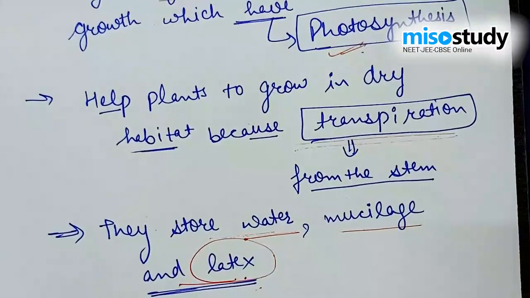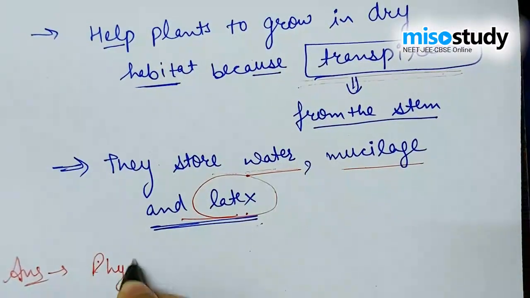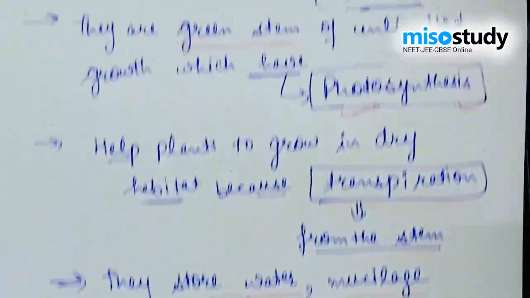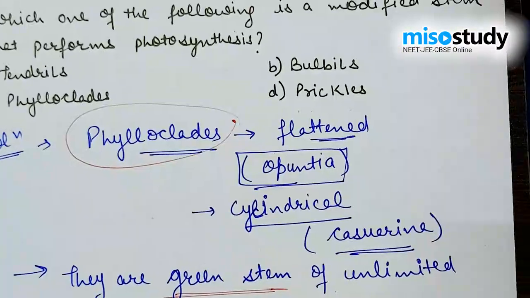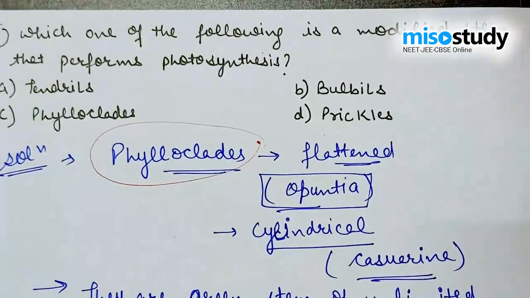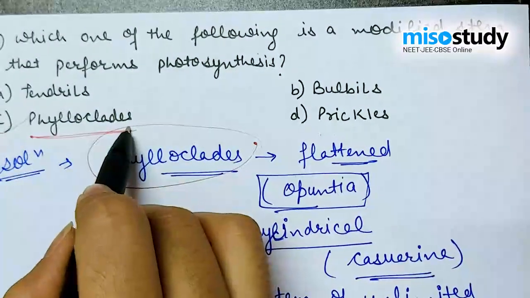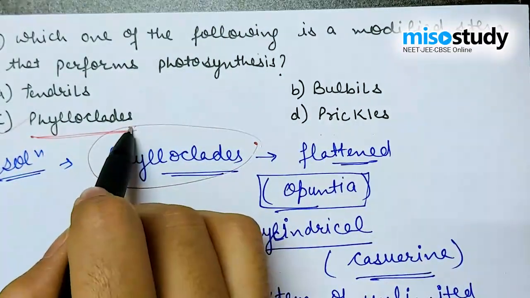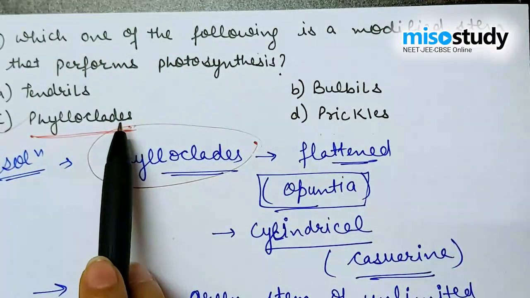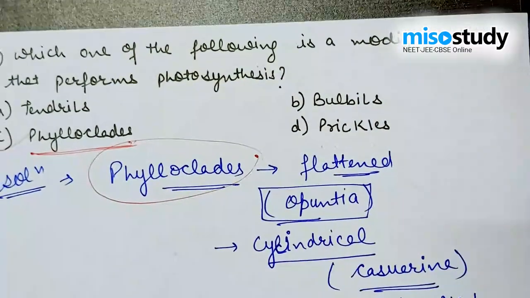So, the right answer is phylloclades. According to the question, which one is the modified stem that performs photosynthesis? The right answer is phylloclade because they perform photosynthesis, reduce the transpiration rate, and also help in storing food. Let's move on to the next question.